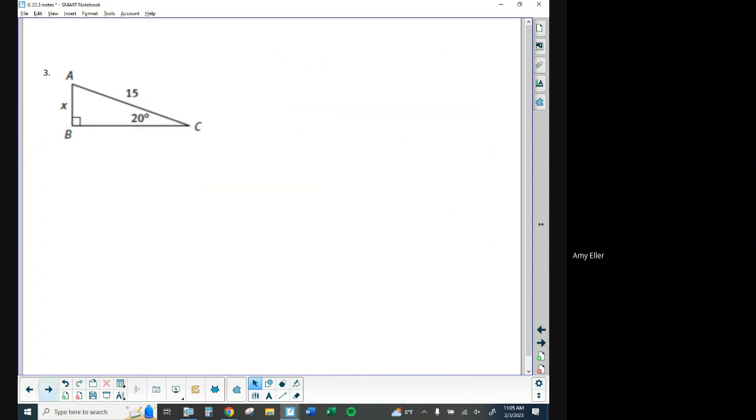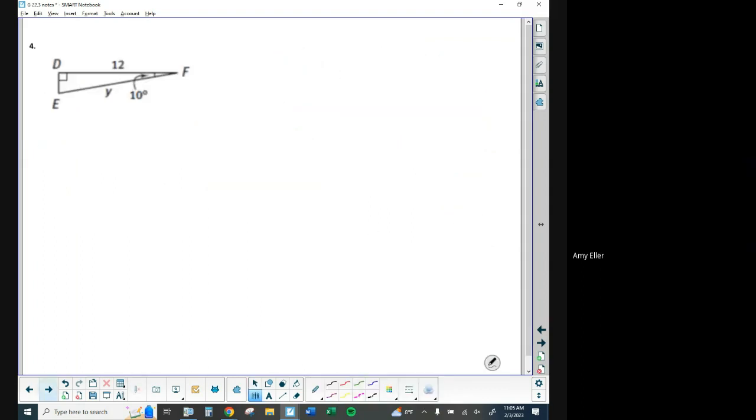All right, go to the fourth one and let's add a variable. I'm going to add x here. I'd like you to all find x and y. Just do one at a time.